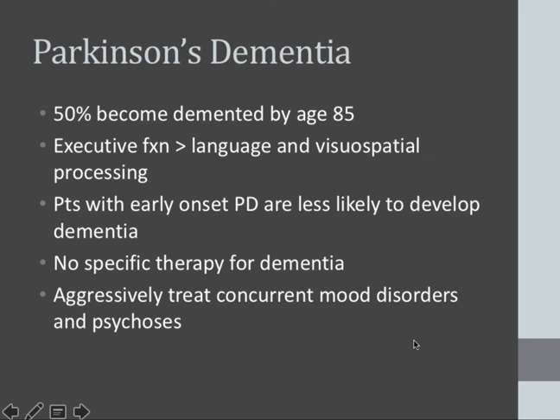Parkinson's dementia. About 50% of Parkinson's patients will become demented by the time they reach 85 years old. Parkinson's dementia affects executive functioning more than it affects language and visuospatial processing. And remember, executive functioning is that high-order thinking. We test it by asking patients to explain proverbs, things like don't cry over spilt milk. A patient who has lost his executive functioning abilities might explain that very literally.